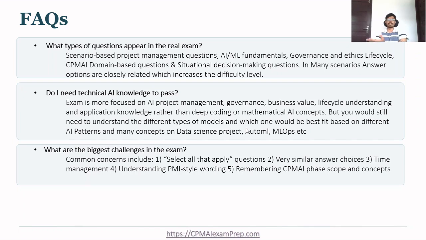And there's the understanding of PMI-style wordings. Many times, to increase the ambiguity, the PMI adds an additional layer of one or two sentences in between. So you need to make sure you know how to filter that out. And remember the CPMAI exam content outline. In some cases, I saw that one or two wordings were exactly similar to the enablers of the ECO.